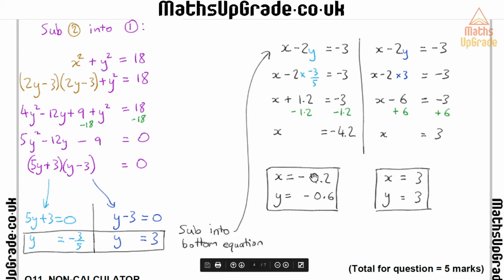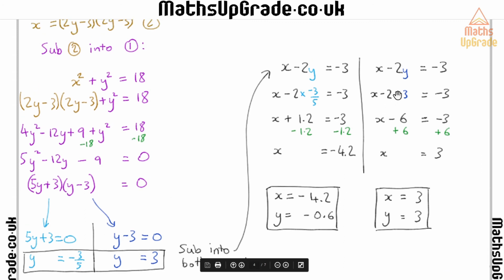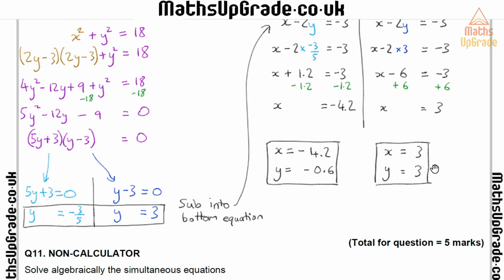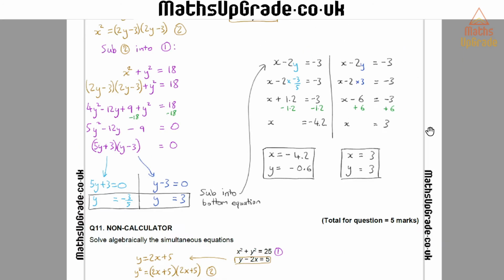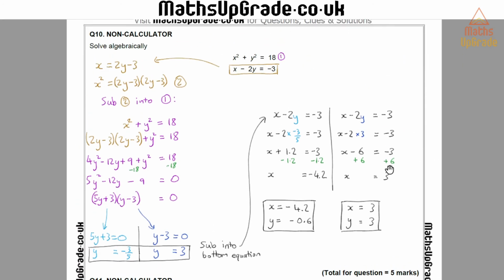x equals negative 4.2. This value here, y equals 3, again sub it in and you get x equals 3. So x equals 3, y equals 3. The whole question there was worth 5 marks. If you're not sure on how to do this quadratic element, especially the factorizing, then be sure to check out my video on factorizing quadratics on this channel.